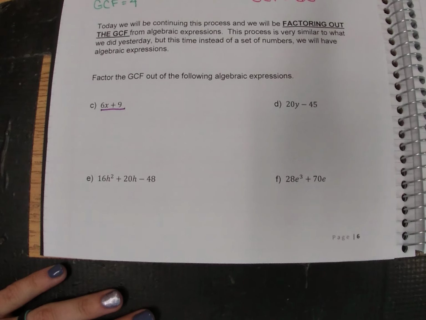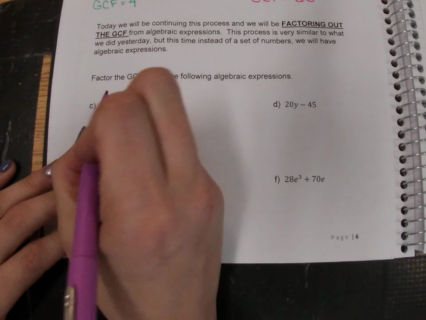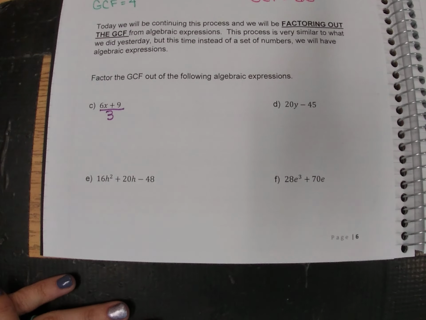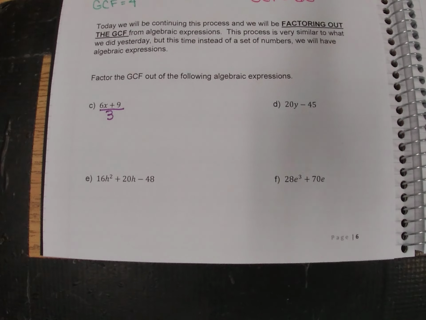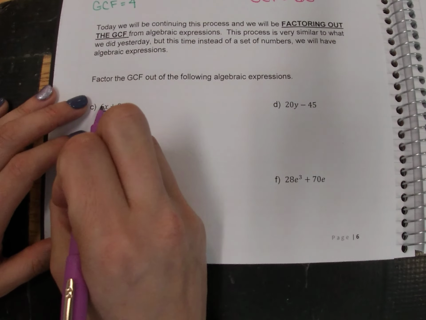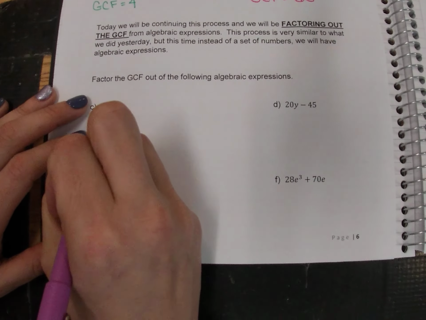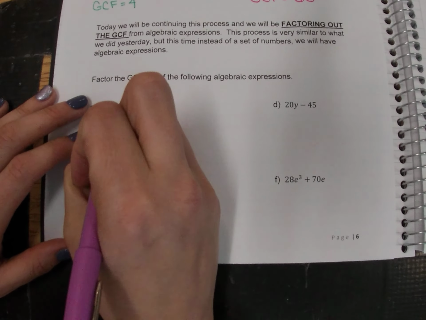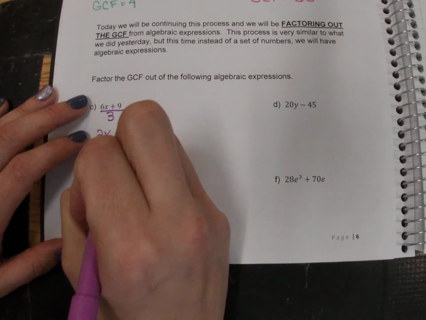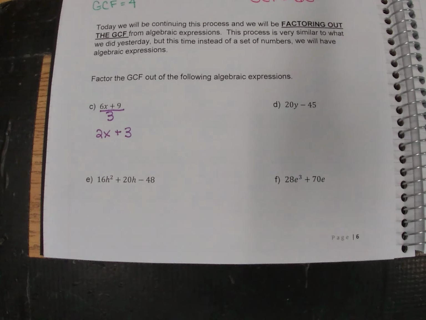And we are going to say what goes into 6 that will also go into 9. And we can pull out a 3. They do not both have the x, so there's not a variable there for us to pull out. And so now we can divide. 6 divided by 3 gives us a 2x. 9 divided by 3 gives us a 3. Now, we are just going to bring that sign along, which is slightly different than we did yesterday.